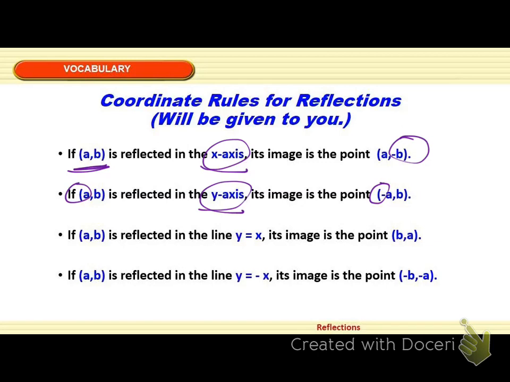If we reflect over the line y equals x, and we'll remind ourselves what that line looks like, then what we do is we just flip-flop the x and the y coordinates. And if we reflect over the line y equals negative x, and again we'll remind ourselves what that line looks like, then we do everything, right? We switch the x and the y coordinates, and we change their sign. So these rules, which we'll give to you for your quiz, they allow us to be very predictable in our reflections.